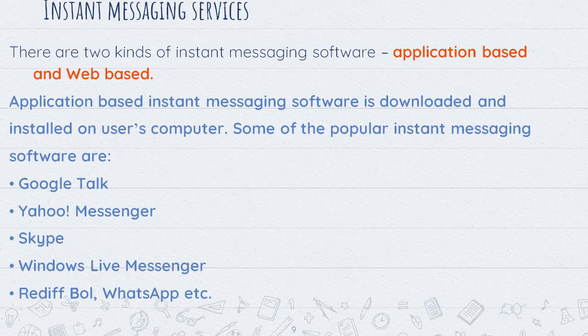Now another topic is instant messaging services. There are two types of services. One is application based, other one is web based. In the application based, we need to download the software and install it in our computer or our phone, and then we can start chatting or talking with another. For example, Google Talk, Yahoo Messenger, Skype, Windows Live Messenger are examples of application based. WhatsApp is also an application based instant messaging service.